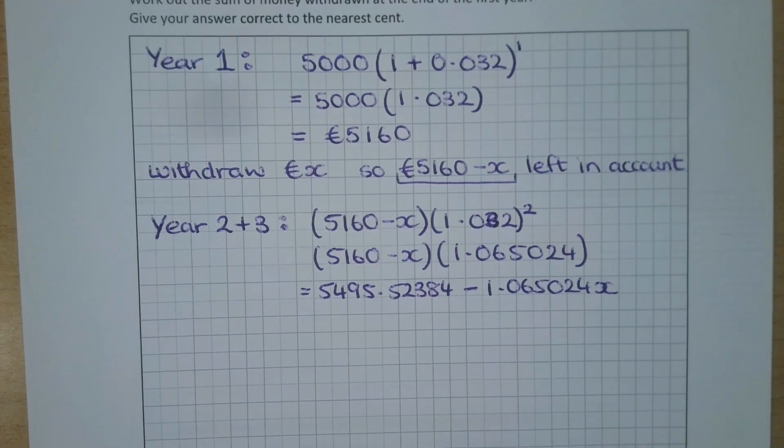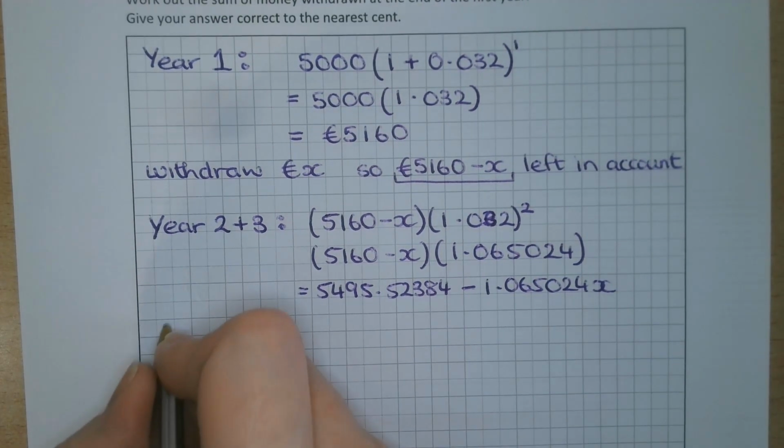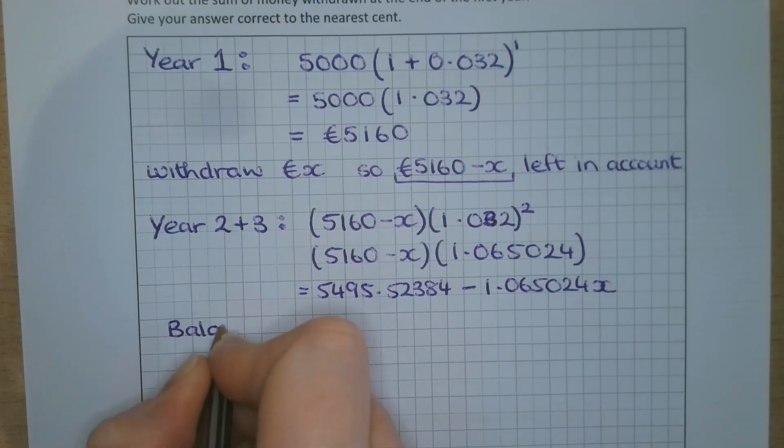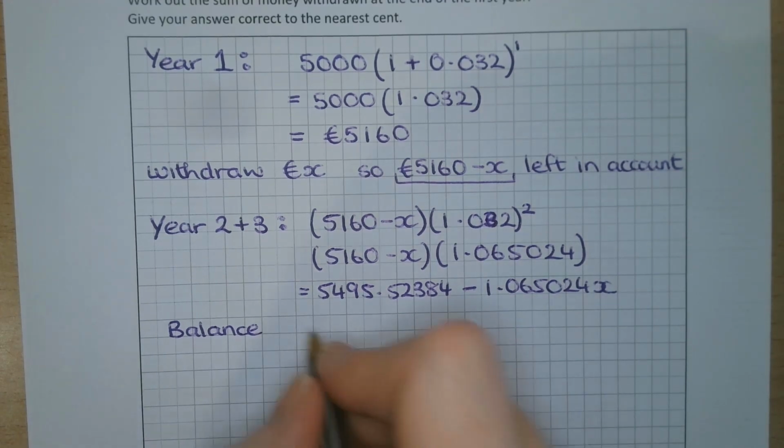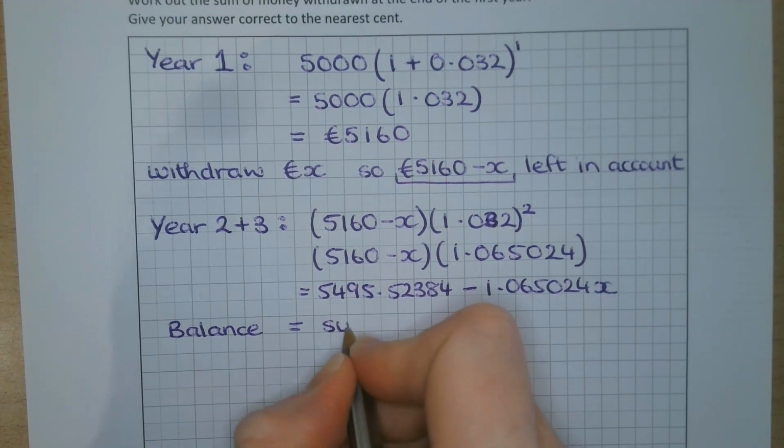The next thing that we're told in the question is that the balance, when it is closed, so at the end of the third year, is equal to the sum withdrawn.